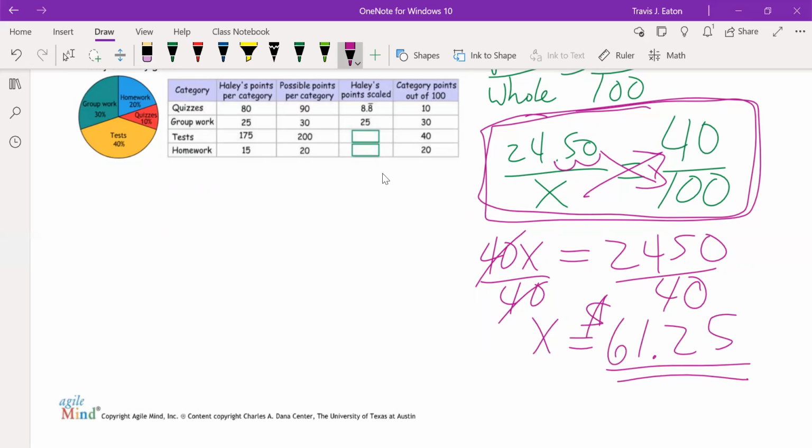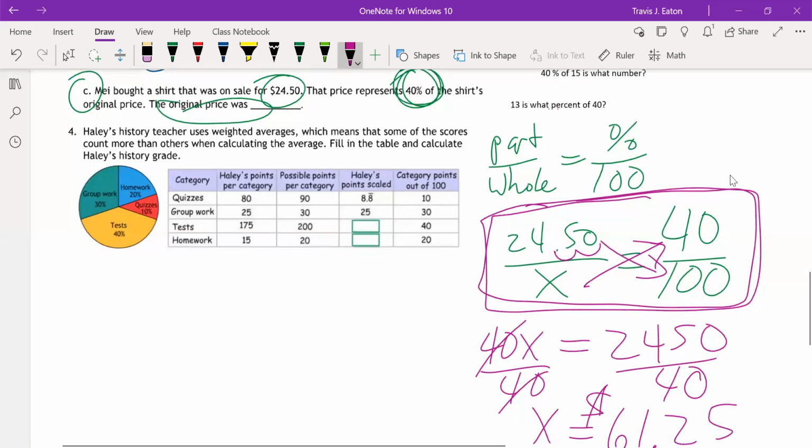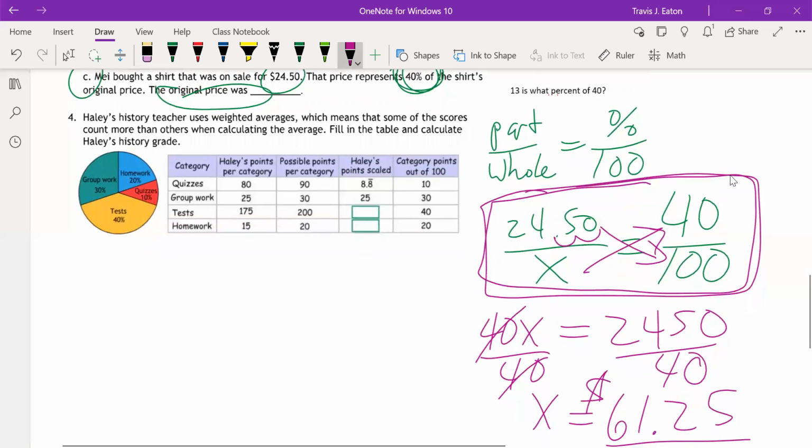All right. Any questions about that one? Does anybody need to see that one another way? If so, I would be more than happy to do so. Otherwise, we can just continue on to working on question number 4, which talks about weighted grades. Okay. Well, I don't see a question mark in the chat, so we will move on to question number 4.